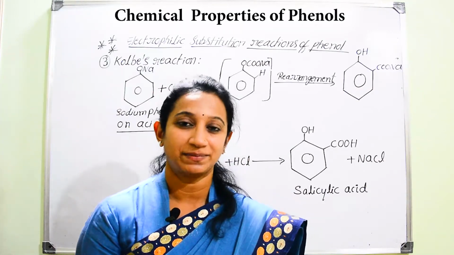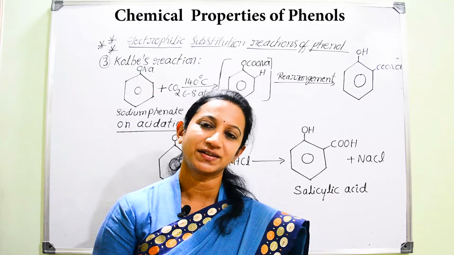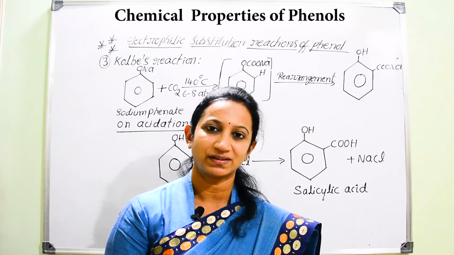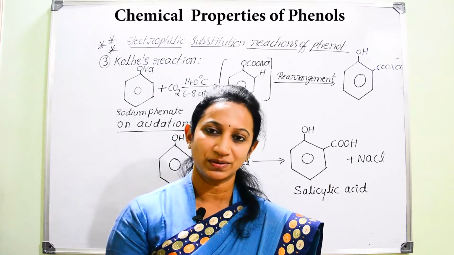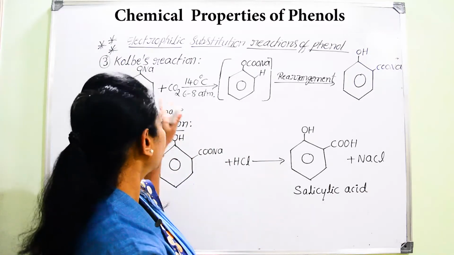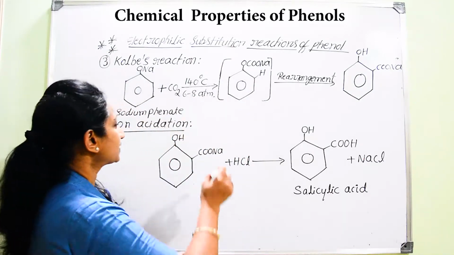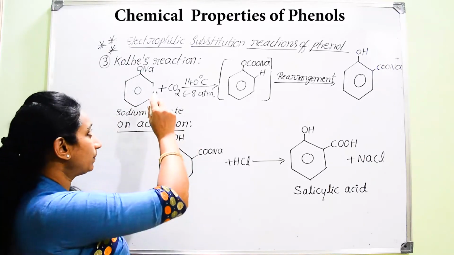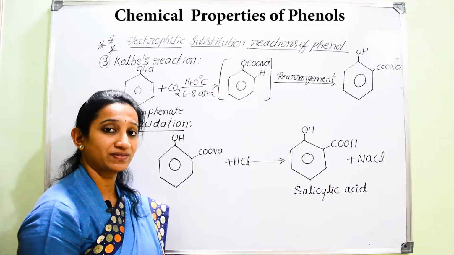Now we can go for the next chemical reaction of phenols, that is Kolbe's reaction. Kolbe's reaction is very important from the examination point of view. You should learn it without fail. You should remember what conditions and what reagents are required for this reaction. Kolbe's reaction means the conversion of sodium phenate into salicylic acid. Very first, which reagent should you remember? Sodium phenate. To the benzene ring there is attachment of ONa, so it is also called sodium phenoxide.